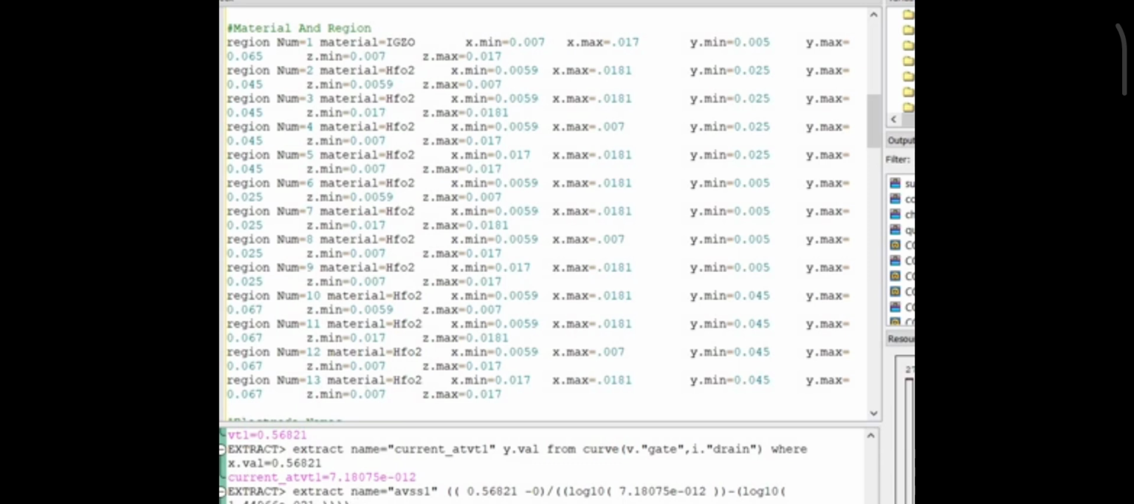Hello my dear friends, this is my earlier code. You can also combine 2-3 hafnium oxide regions and make one region. Please note down.